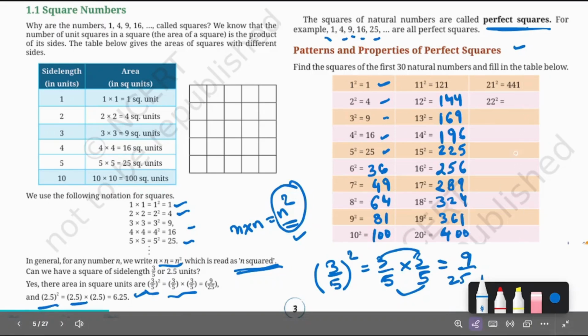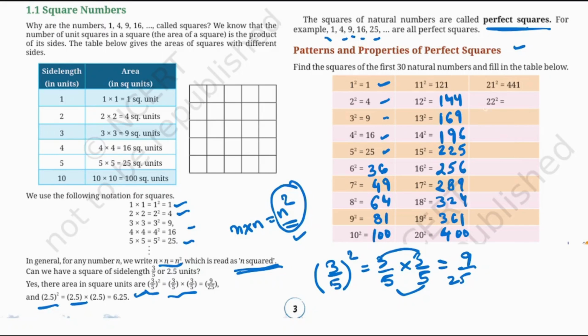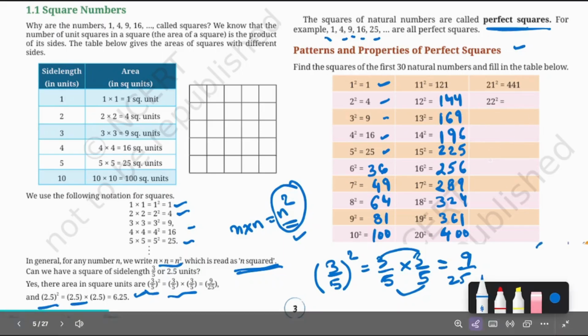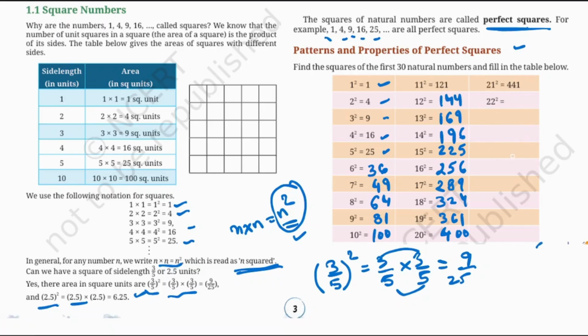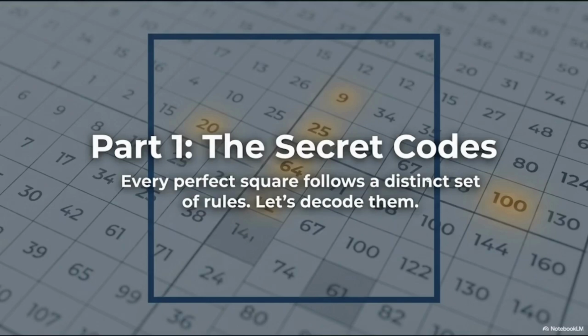Similarly, you have to fill in and write the squares like 21 square, 22 square, 23 square, like that you have to write. Then, are you observing something here? Can you see some pattern here? Now let's see what is the secret code that every perfect square follows. Every perfect square follows a distinct set of rules. So let's decode them.